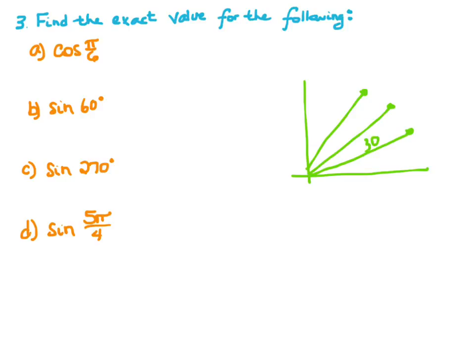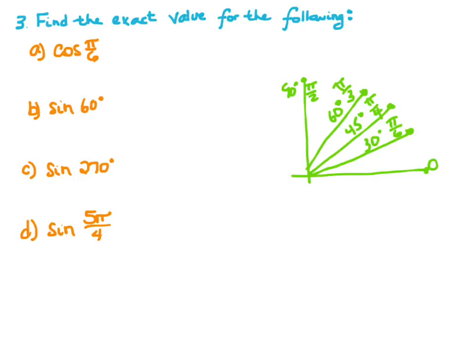label my angles. This is 30 degrees. Whoa, I don't know if I can fit that in there. Pi over 6, 45 degrees, which is pi over 4, and 60 degrees, which is pi over 3. This is 0, and 90 degrees, or pi over 2.